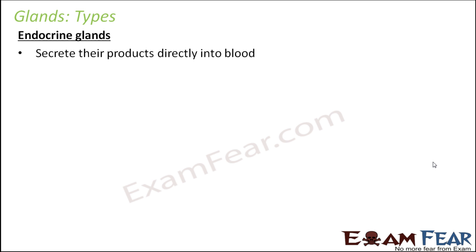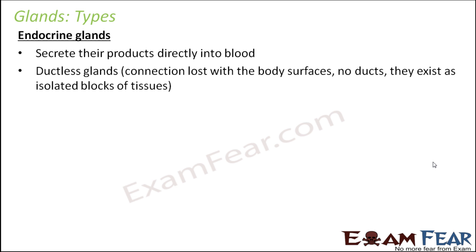So they will just secrete their products into the blood, and then it is the responsibility of the blood to carry the hormones, or the chemicals, or whatever they secrete, throughout the body. That is why they are also known as ductless glands, because they do not have ducts. So they are called ductless glands. Their connection with the body surfaces is lost, so no ducts, and they exist as isolated blocks of tissue.